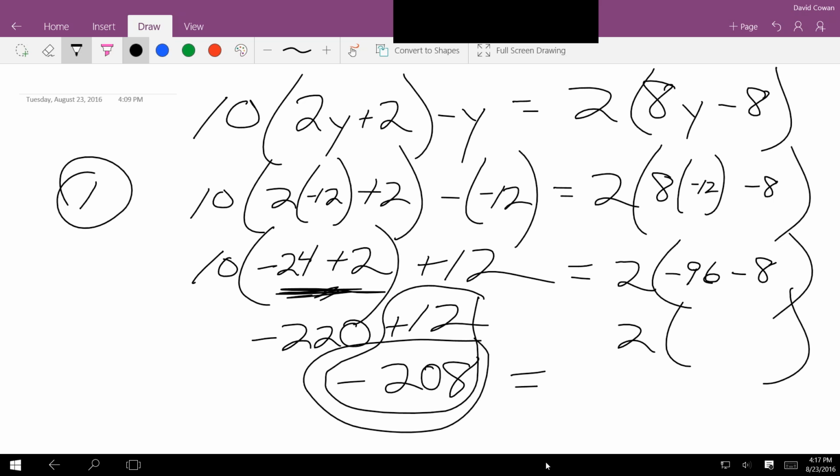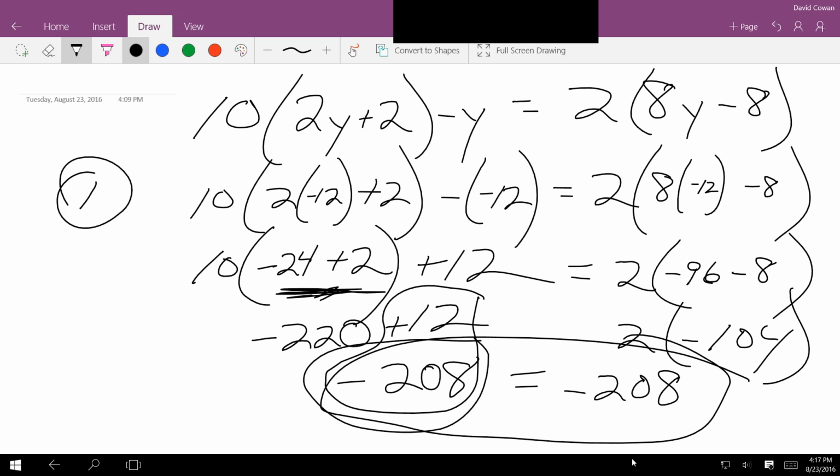Negative 104. And multiply it by 2? Negative 208. Perfect. In other words, that solution was correct. Can we go up and get the thing that you just erased? Sure.